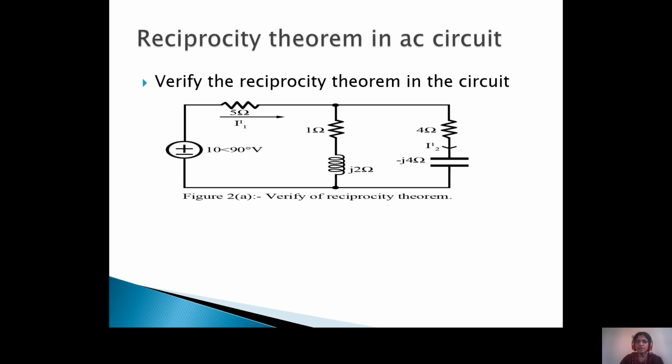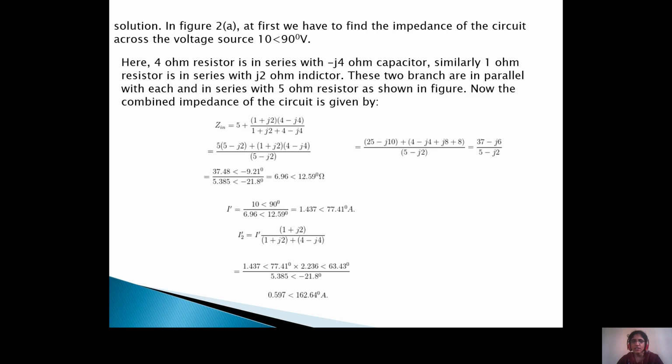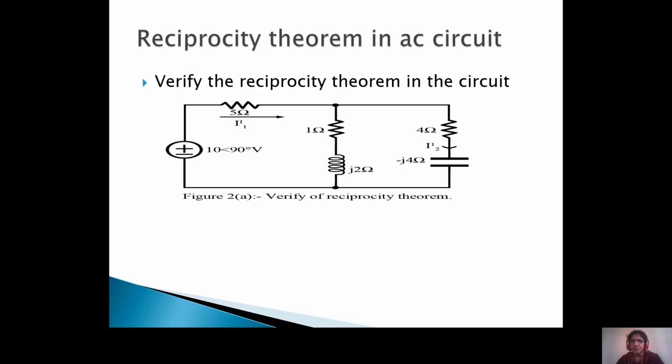So the same magnitude must be obtained whenever you interchange the voltage and the current places. Also, when you replace them, the same magnitude will be obtained. That is called the reciprocity theorem. So for this, in the figure, we have to find the impedance of the circuit across the voltage of 10 at an angle of 90 degrees volts. Here the 4 ohm resistor is in series with the minus J4 ohm capacitor. When you observe, these two are in series. So 4 and minus J4 are in series.